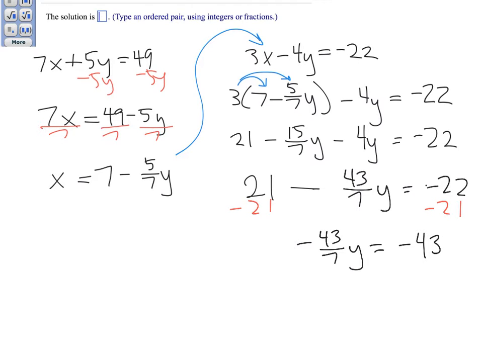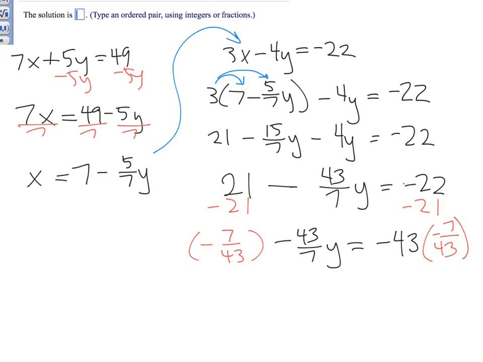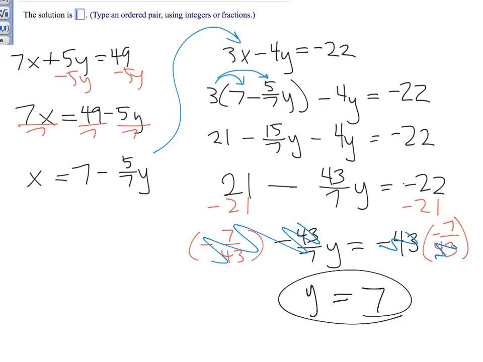And we can solve this in one nice giant step. We're going to multiply by negative 7/43. That makes these two fractions go away, leaving us with just 1. And over here, the negative 43 cancels out with the 43, and that gives us positive 7. Now, why is it positive 7? It's positive 7 because a negative times a negative is a positive.